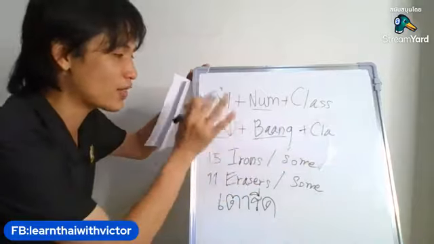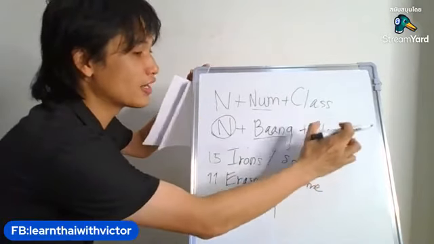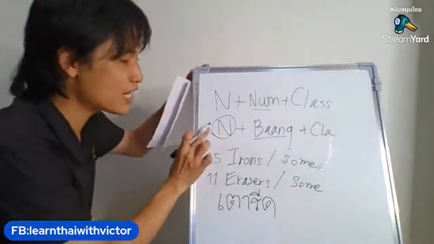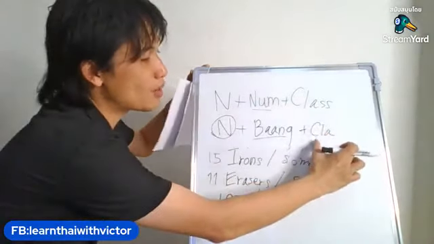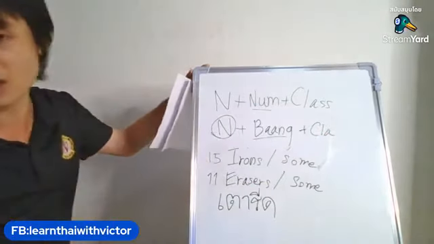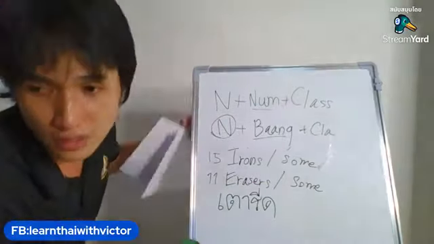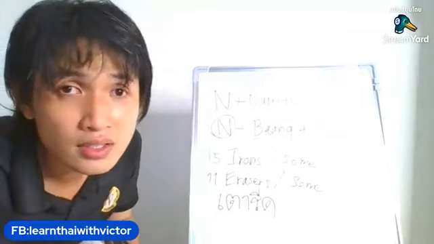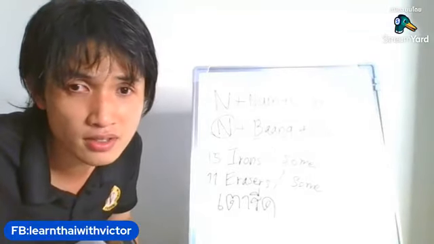Don't forget that the noun changes the classifier. When the noun is a thing, the classifier is อัน. When it is an animal or clothing, it is ตัว. When it is a person, it is คน. Okay, so we change to the next one. Let's wait a moment.